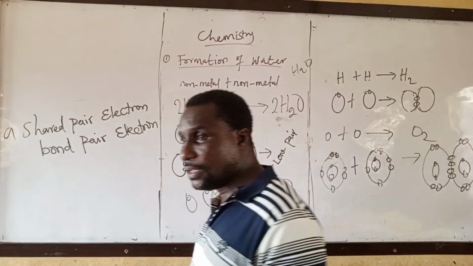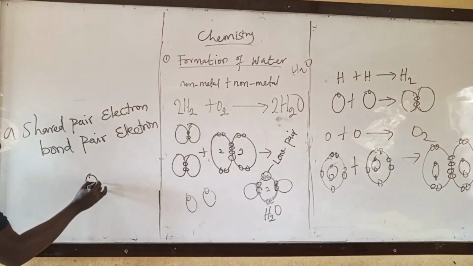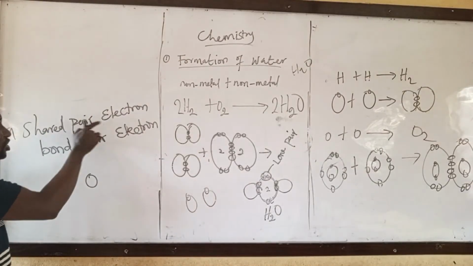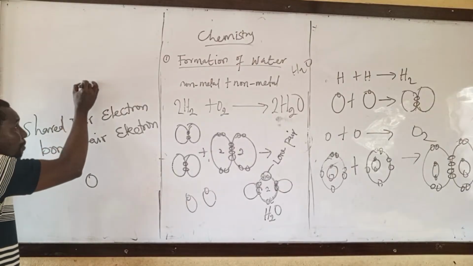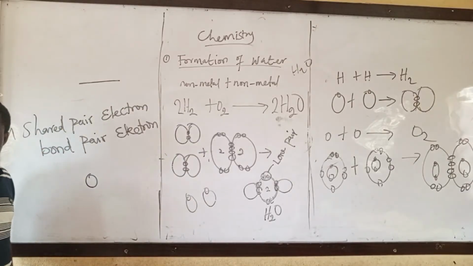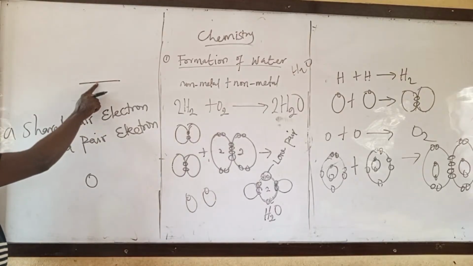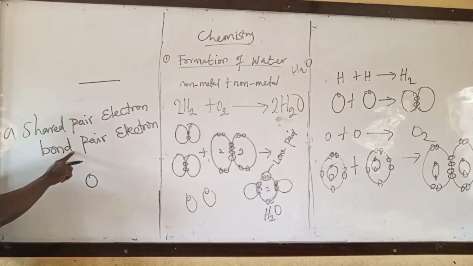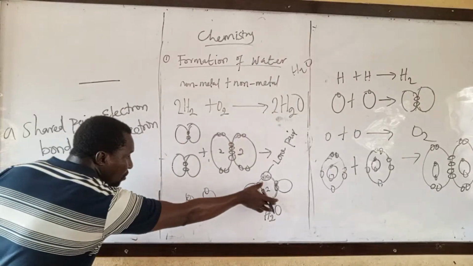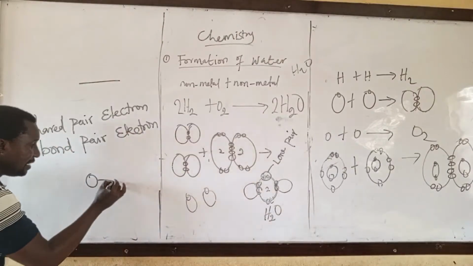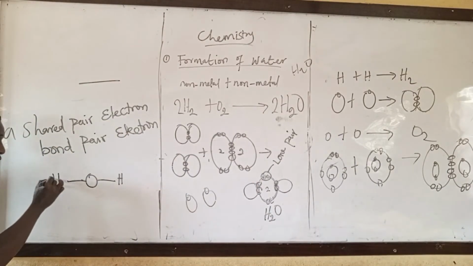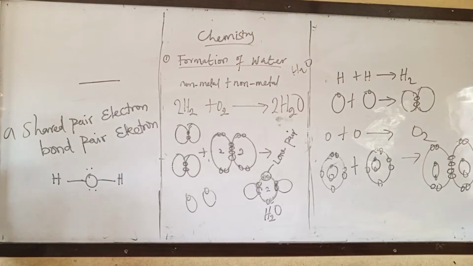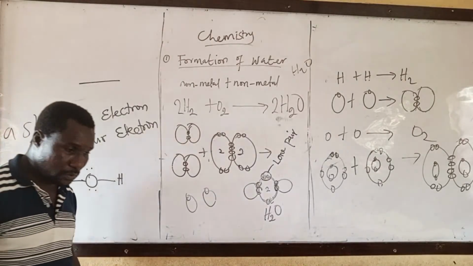That means when you have oxygen, take notes. When you have a shared pair, which is a bond pair, it is represented by one line. One line means how many electrons? Two. So one line means a shared pair or a bond pair. For this water, this is hydrogen, and these are the lone pairs. Take note.